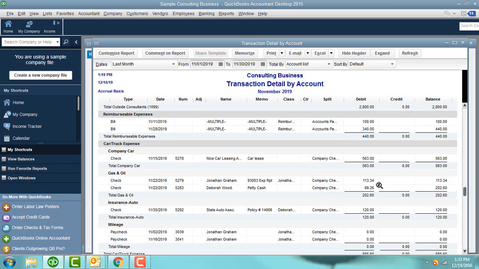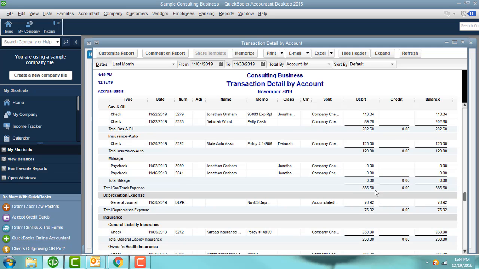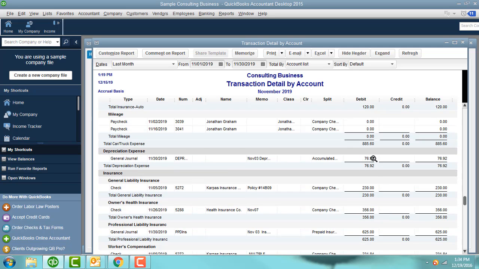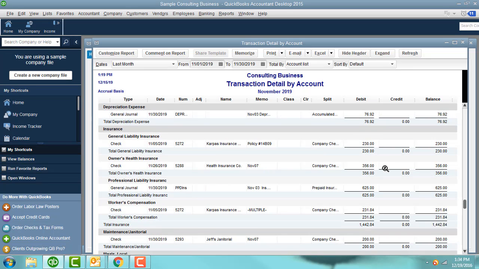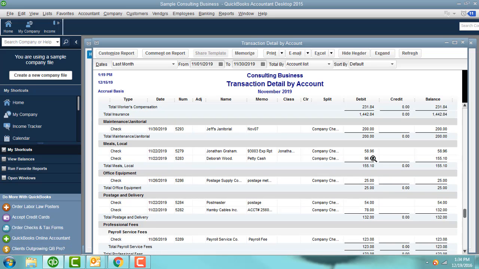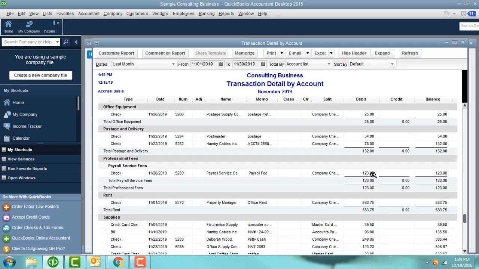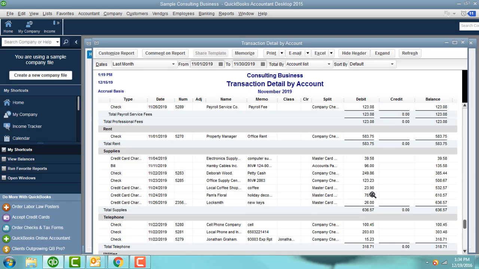There's your car lease. Here's some car and gas and oil repairs. Your car insurance. Looks like there's no mileage reimbursements. Some depreciation. Insurance, health insurance, your liability insurance, and workers' comp. The maintenance to your janitorial company. Some meals and entertainment. Office expense. Some postage. Your payroll service is $123. Your rent check. Looks like you had a bunch of supplies.